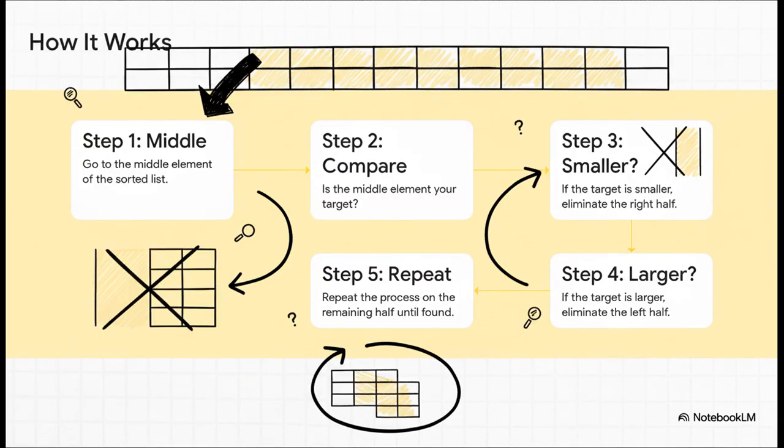The magic of binary search is something we call divide and conquer. Instead of starting at the beginning, you jump straight to the middle of the list. You check that one item. Now, if your target is smaller than that middle item, you instantly know it can't be in the entire second half of the list, right? So you just throw that entire half away. If your target is larger, you throw away the first half. With every single guess, you chop your search area in half.